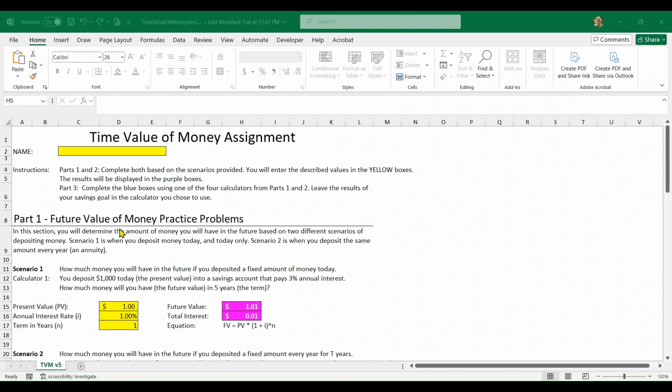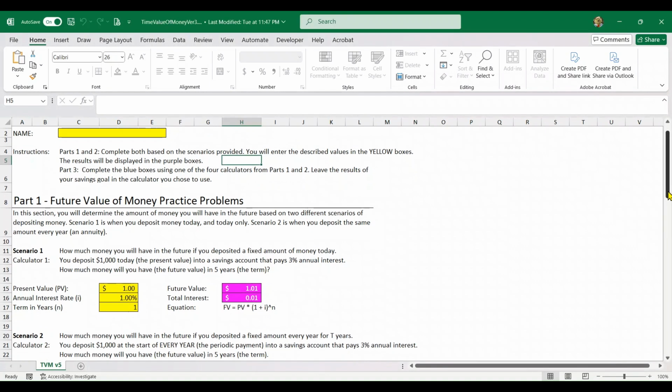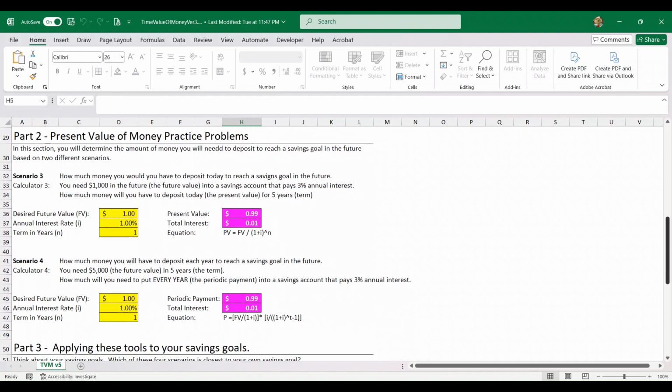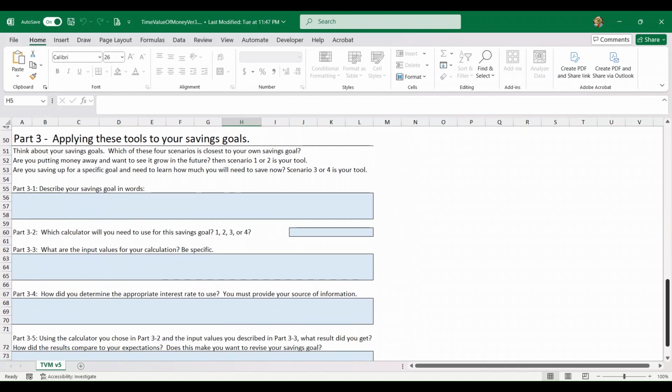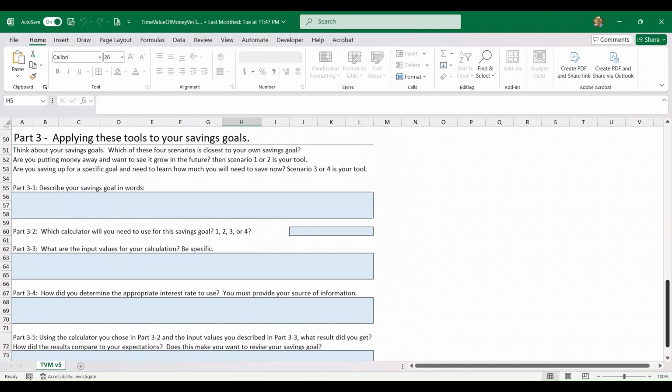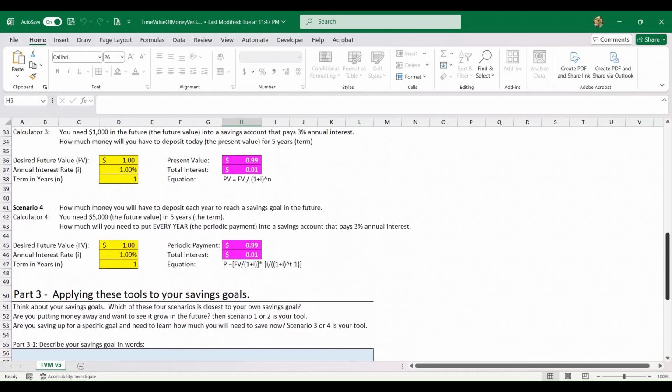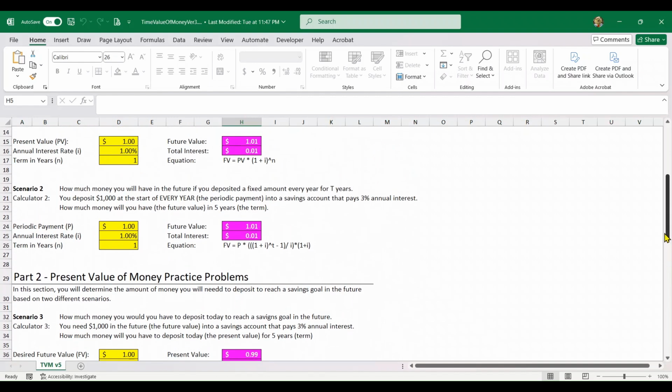In part 1, we're going to look at the future value of money practice problems. We're going to look at 2 different scenarios in there. Then in part 2, we're going to look at present value of money practice problems. And then part 3 is going to be your chance to apply one of these particular types of scenarios to your personal savings goal. And you're going to use these calculators here to be able to do that.